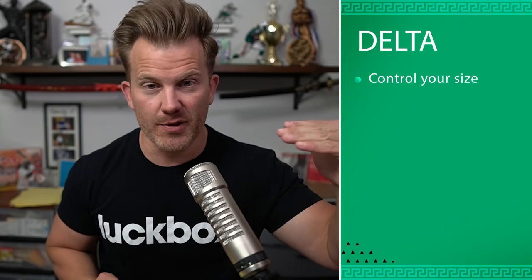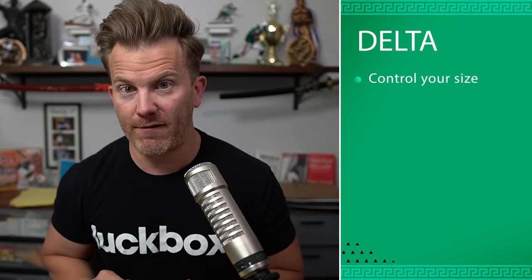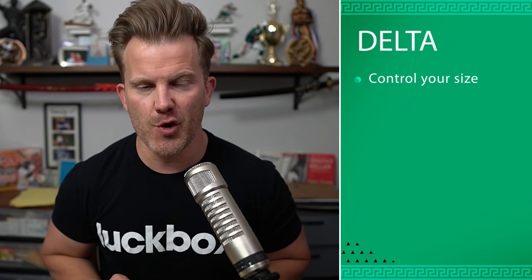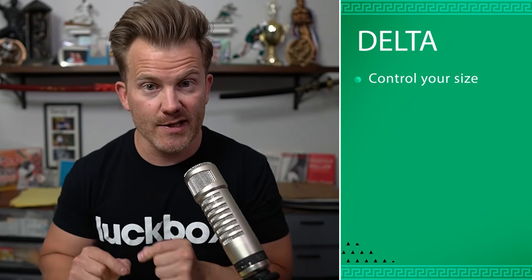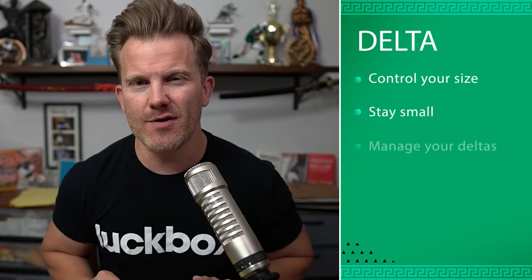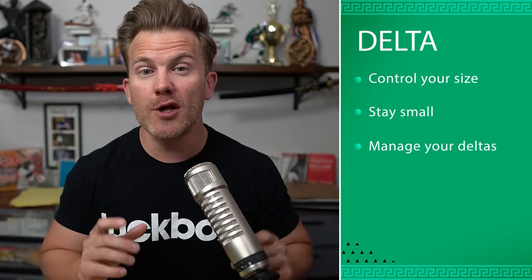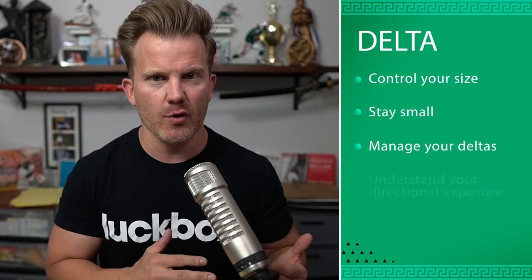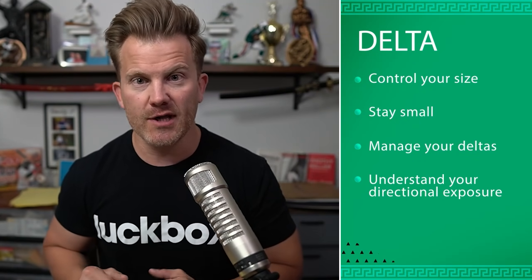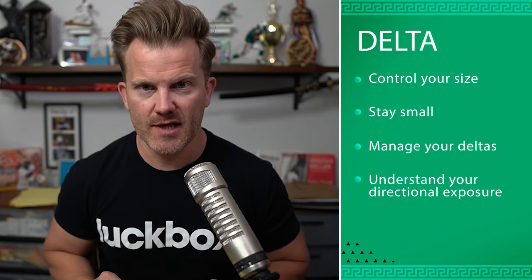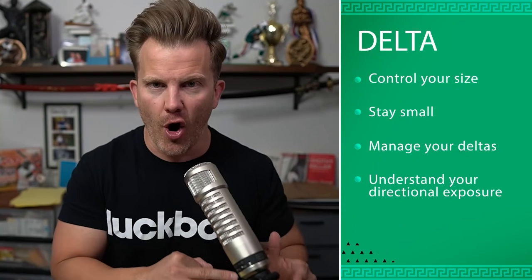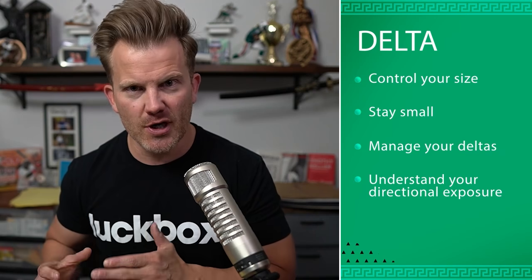Whether it's at the individual position level or the overall portfolio level, the best thing that you can do to control your risk as it relates to Delta is to make sure that you are small enough, make sure that your Delta is manageable, and make sure that you understand what directional exposure you are exposed to, which, having gone through the last 5 or 7 or 9 minutes, you are starting to become equipped to do just that.